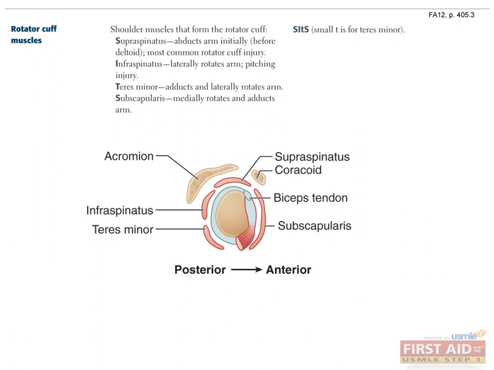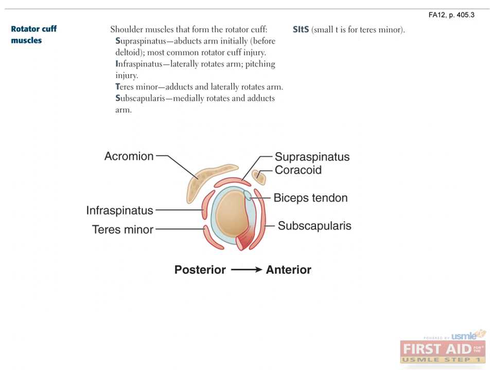I know that was a little difficult, and it was a lot to take in, so let's go through it again one more time really quick. Supraspinatus abducts the arm about 15 degrees. Infraspinatus laterally rotates the arm. Teres minor adducts and laterally rotates the arm. Subscapularis adducts and medially rotates the arm.